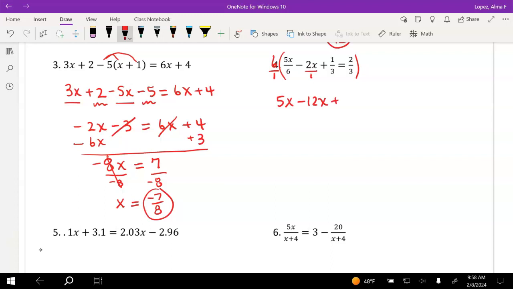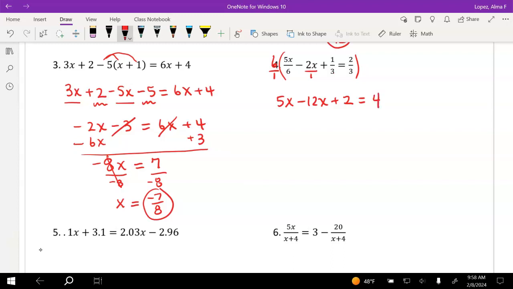When I multiply the third term by the least common denominator, 6 divided by 3 is 2, and 2 times 1 is 2. When I multiply the fourth term by the least common denominator, 6 divided by 3 is 2, and 2 times 2 is 4.